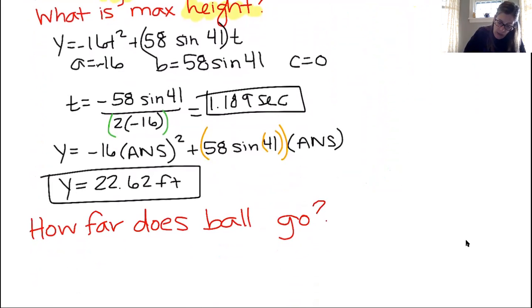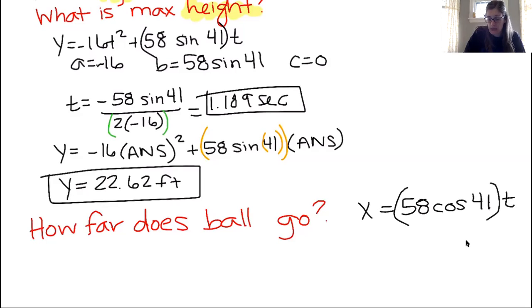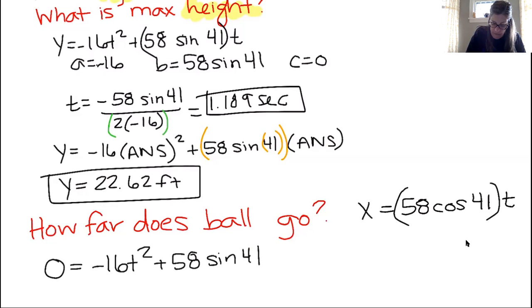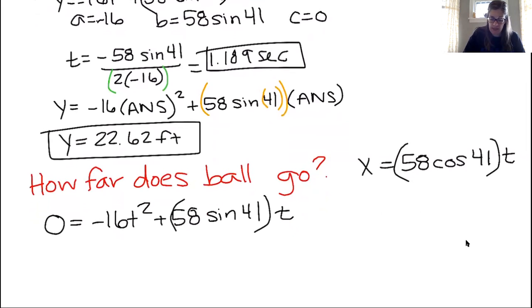At some point, we know we want to use the X equation. X equals 58 cosine 41 times T. But first, we need to know what that T is. We don't know. We're going to set Y equal to 0, and we're going to solve for T right here, in the Y equation. Now this one's really nice because my initial height was 0. So I have two terms that are being added over here, and I can just factor out a T. So 0 equals T times negative 16T plus 58 sine 41.